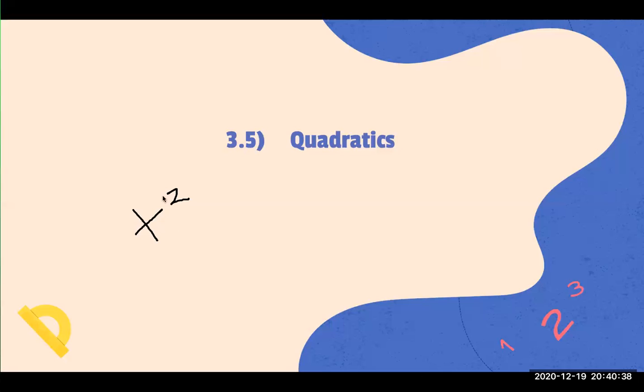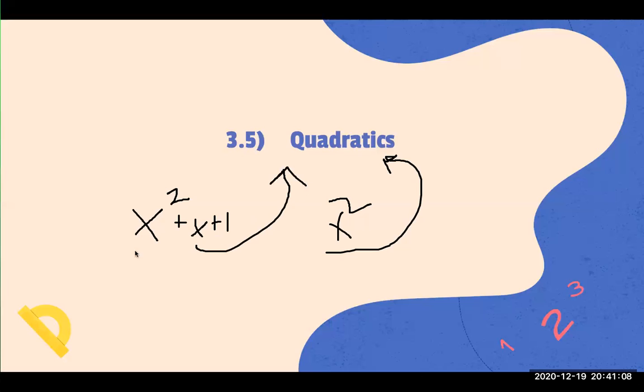So yeah, quadratics have a degree of 2 because they have an x squared, and they do not have anything higher than that. So this can be x squared plus x plus 1, or it can be just x squared. These are both still considered quadratics because they have x squared in them. Yeah, that's basically what quadratics are.